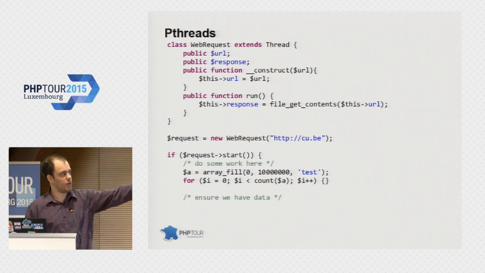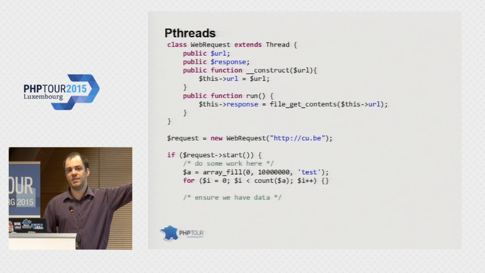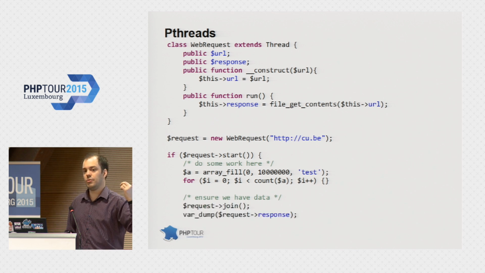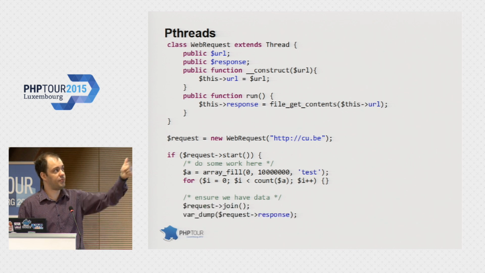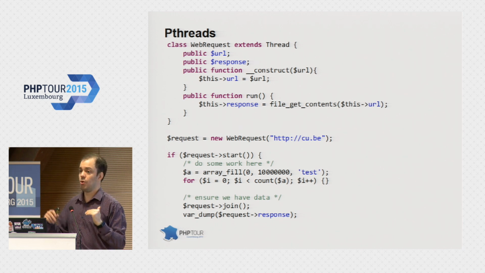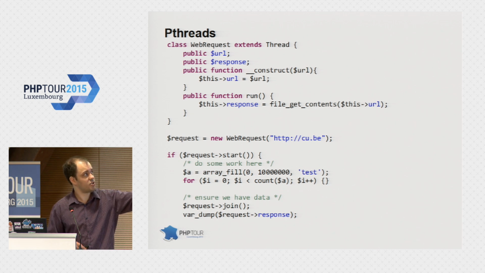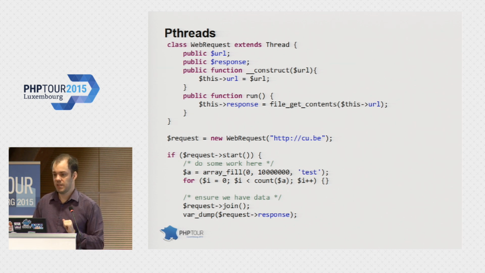Once we are finished doing whatever we want and we want to check on whether it actually completed, we can just say request join. And then it's either going to wait for the file_get_contents to finish, so it's going to block here, or if the file_get_contents already finished, it's just going to continue immediately. And then we can just get the response from that object. So this is a very simple way built into PHP to process certain things in an asynchronous way. It doesn't work for everything. There are certain things that will remain blocking, but this works for most of the things out there.